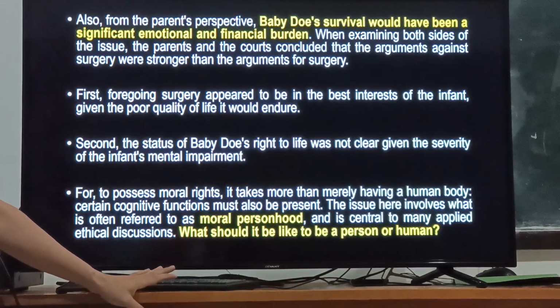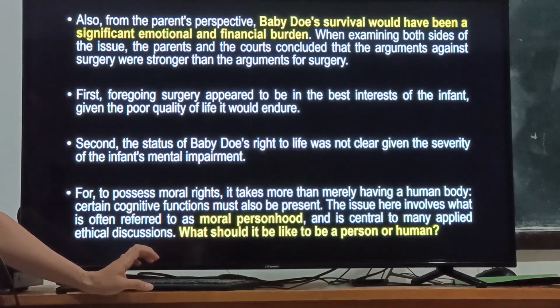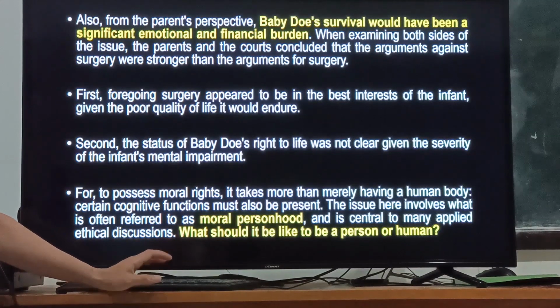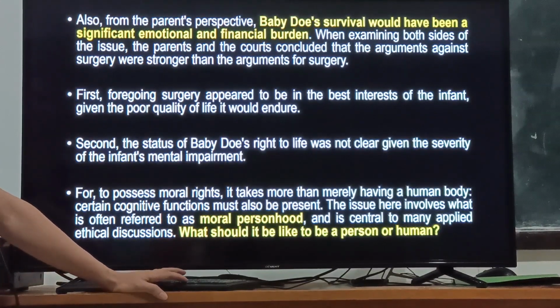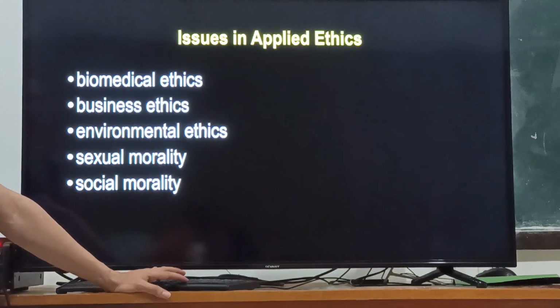So this is an example of an ethical issue in which principles from meta-ethics and normative ethics are being applied to resolve a certain moral issue. Now, issues in applied ethics, we have biomedical ethics, business ethics, environmental ethics, sexual ethics or sexual morality, and then social morality, and so on.